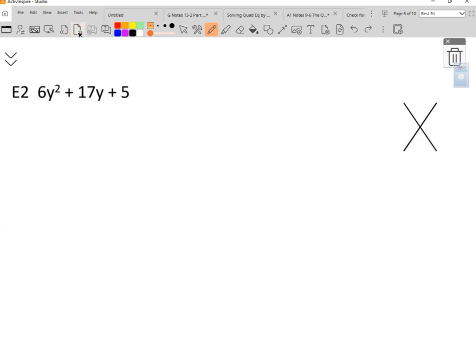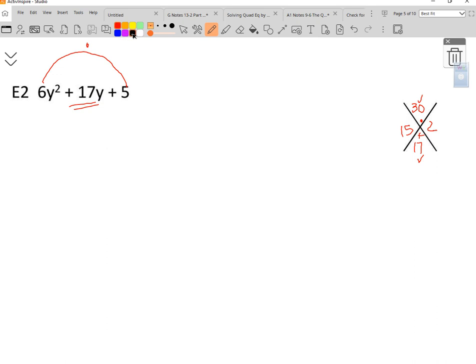Alright, well, let's go ahead and do another example. Is there a greatest common factor to pull out? Alright, so first coefficient times the constant, that goes in our top spot. So we're multiplying that. The middle coefficient goes in the bottom spot. Now we're going to fill in the other parts of our x. 15 and 2, she figured that she's right. 15 times 2 will give you positive 30, and 15 plus 2 will give you positive 17.